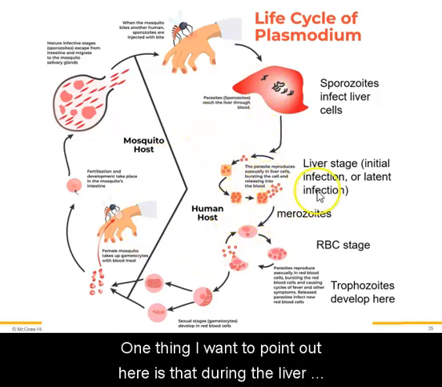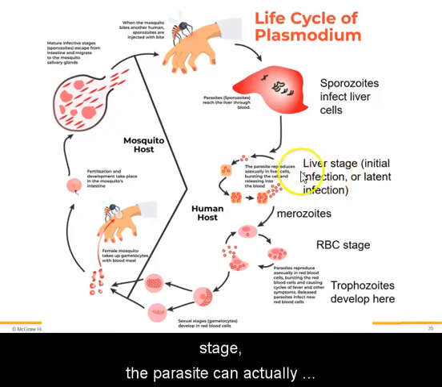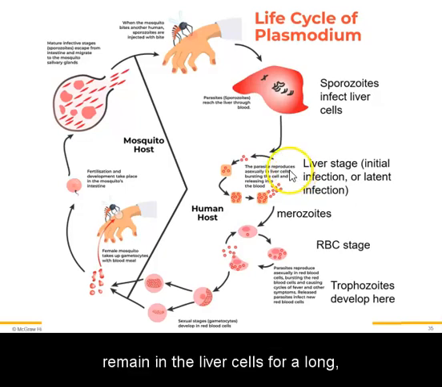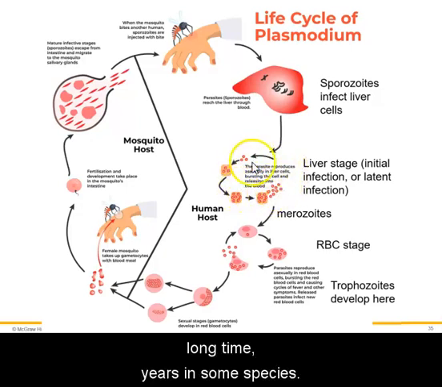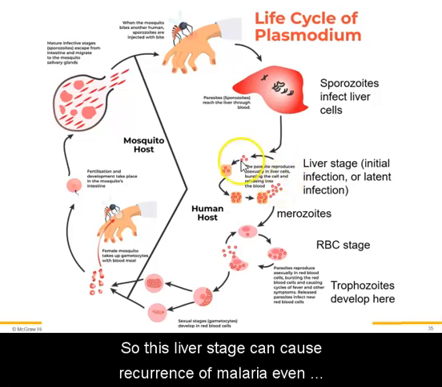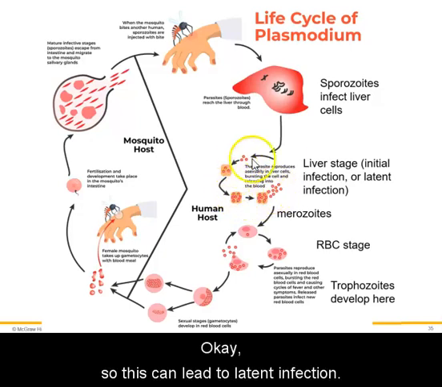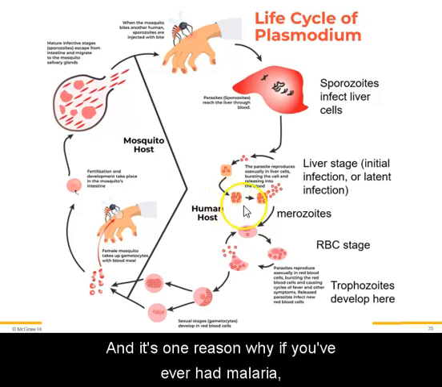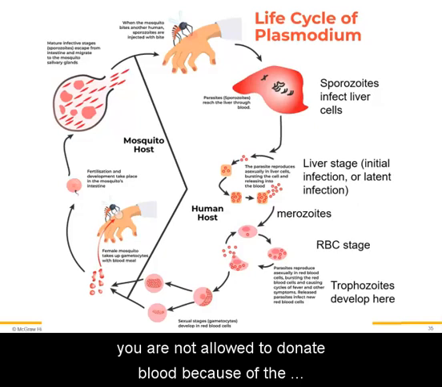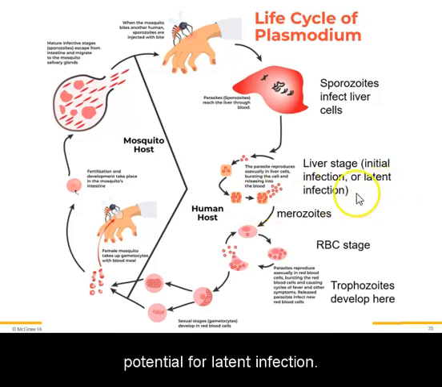One thing I want to point out here is that during the liver stage, the parasite can actually remain in the liver cells for a long time, years in some species. So this liver stage can cause recurrence of malaria, even sometime after the symptoms have dissipated. Okay, so this can lead to latent infection. And it's one reason why if you've ever had malaria, you are not allowed to donate blood because of the potential for latent infection.